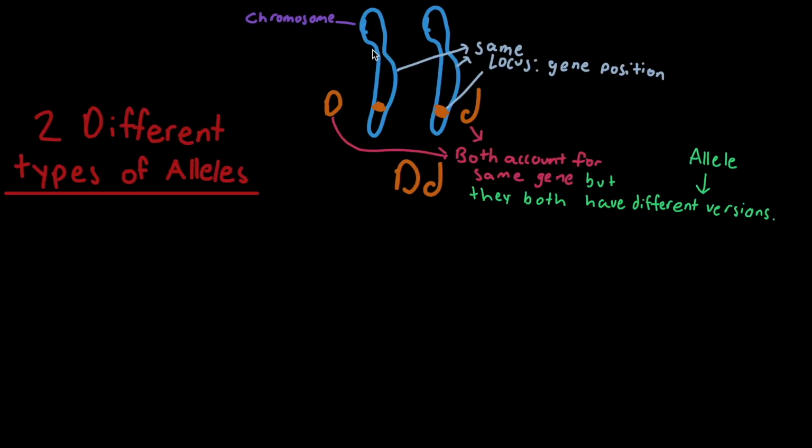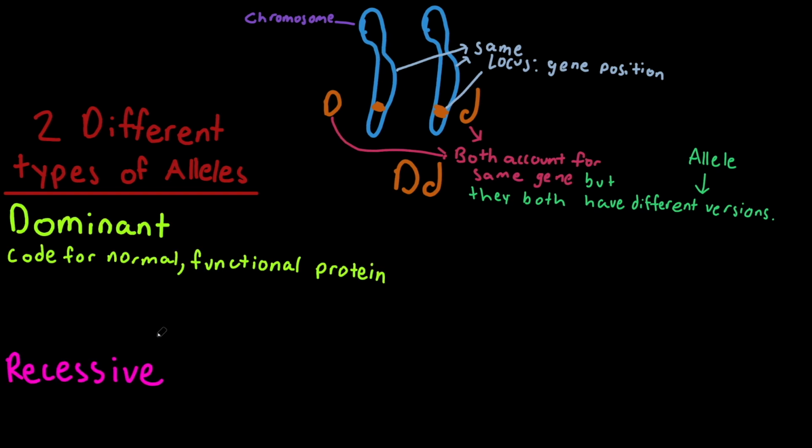There are 2 different types of alleles. One is dominant and one is recessive. Normally, dominant alleles code for a normal functional protein and are usually represented by an uppercase letter. For example, the uppercase D, as you can see right here, would be our dominant allele.